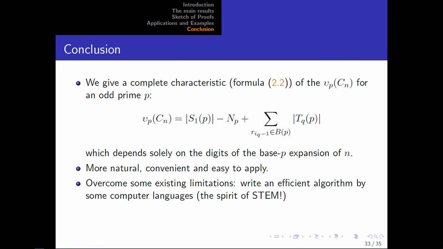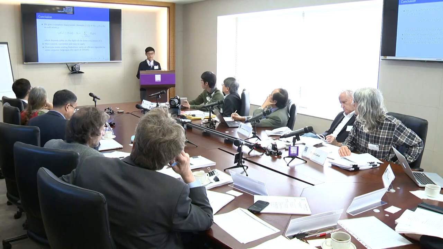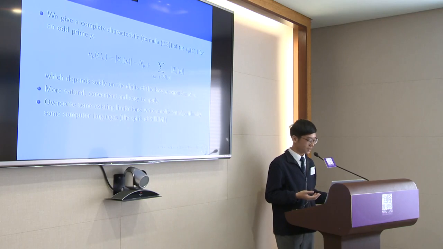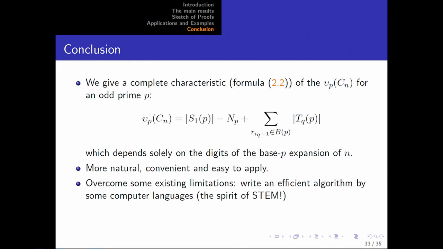We give a complete characterization of the VpCn for an odd prime p, which is this formula. And this formula is natural, more convenient and easier to apply. Besides, this new formula can also help overcome some existing limitations. As you notice, the website cannot compute the Catalan number for any n greater than or equal to 25000.